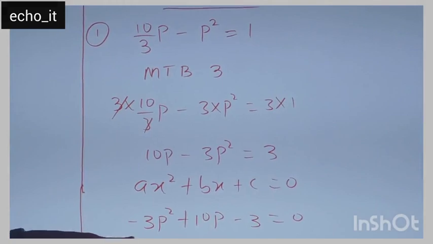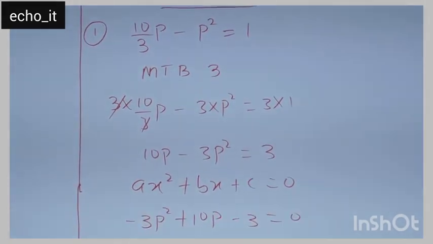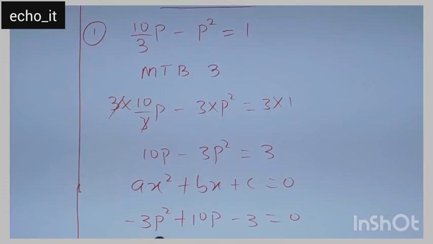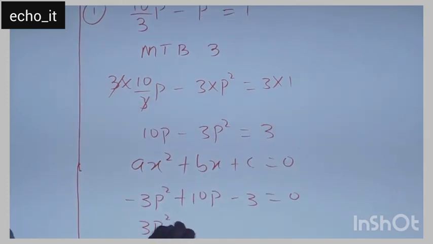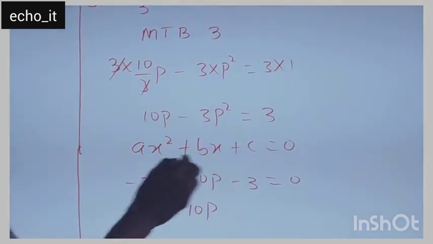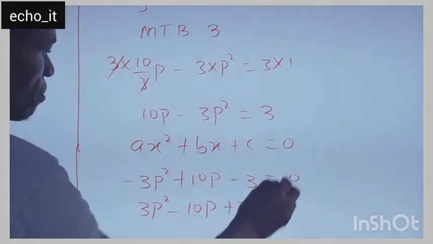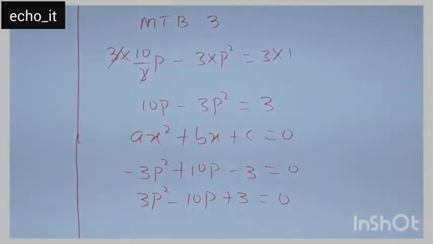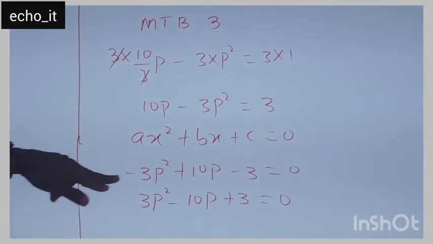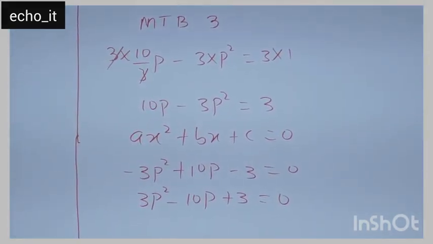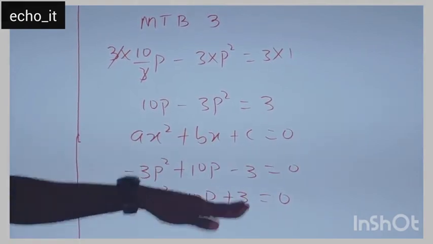So to remove this minus here, I'm going to multiply through by minus. By multiplying this by minus sign, I have 3p squared. Multiply this by minus, I have minus 10p. Multiply this by minus, I have plus 3. Multiply this by minus, you have the same thing, 0. Why did I do that? So that I don't have minus here. But if you want to factorize, you can go ahead with this. But let me go with this.